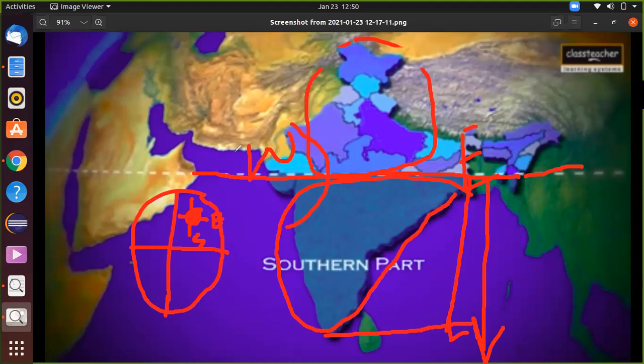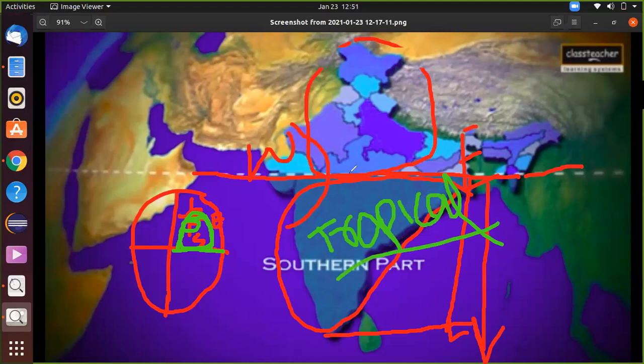We can see from this map, since this area lies closer to the equator, this is the equator. So we can say this area which lies between the Tropic of Cancer and the equator is the tropical area. This is called a tropical area. Clear? I hope this is clear to you what is meant by tropical.